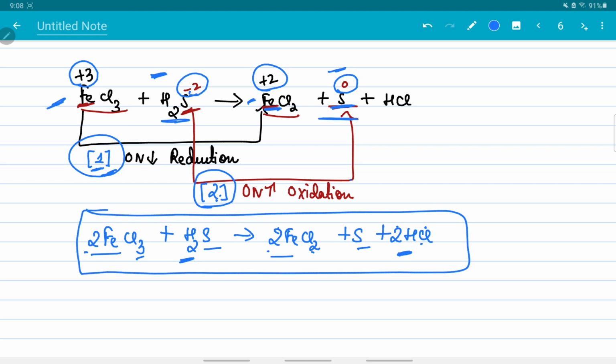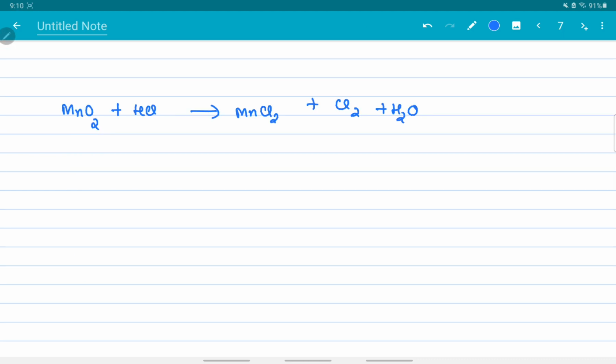So this is how we did it for the oxidation number method. Okay, so let us take one more example of oxidation number so that now you will be clear with this concept. Okay, so right now we are going to balance this equation by the oxidation number method. So the very first step is to find the oxidation and the reduction elements.